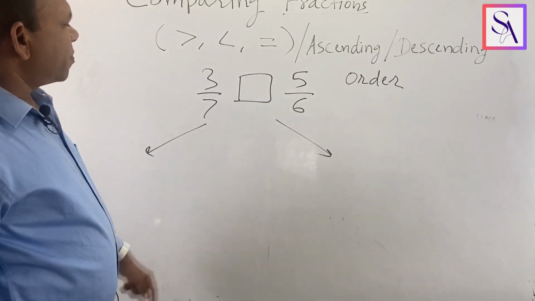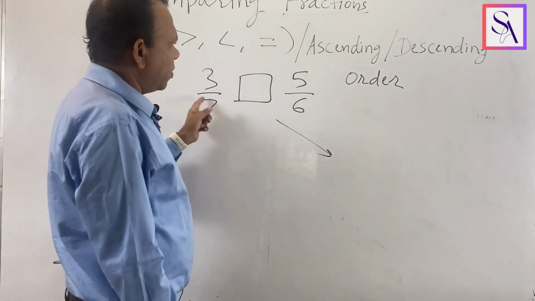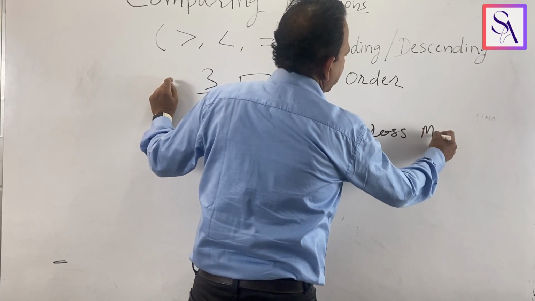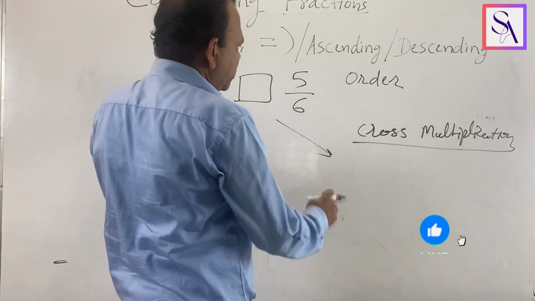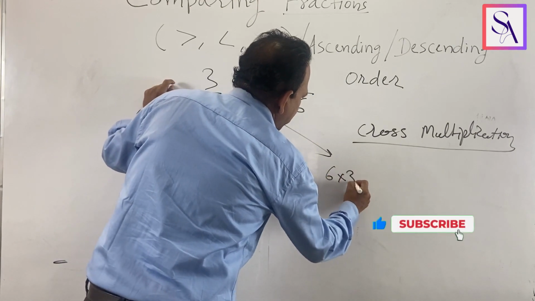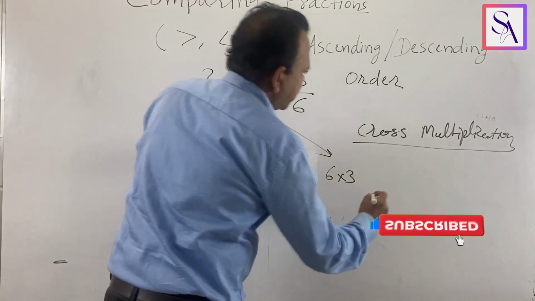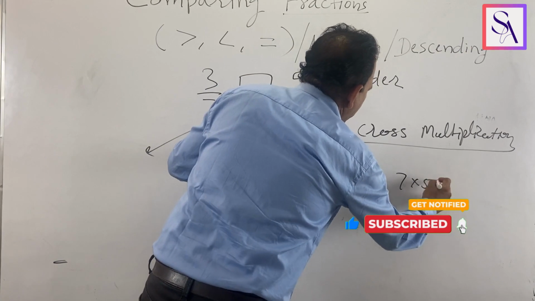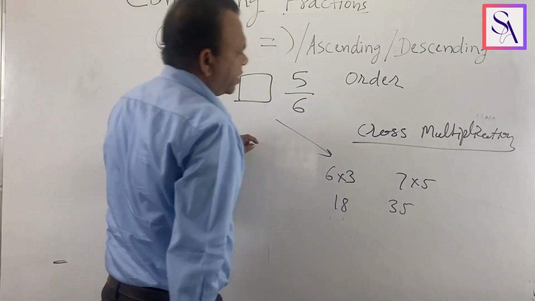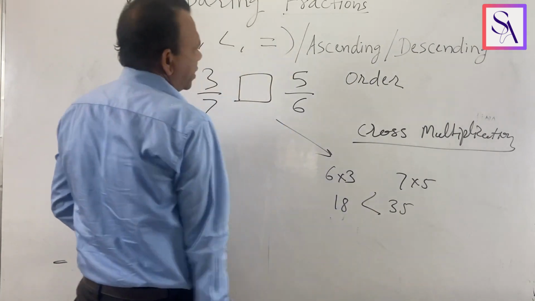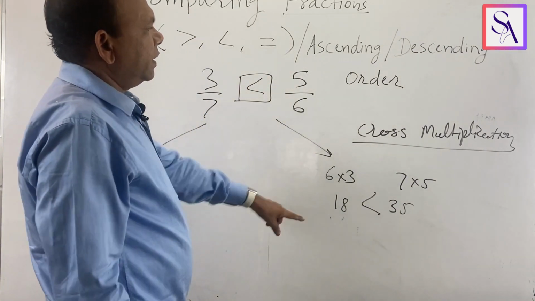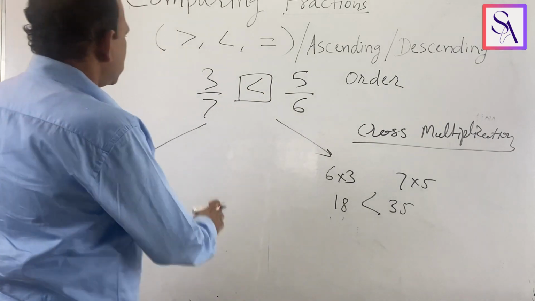One is the simple method, which is cross multiplication. We will do it by that. So, what do I have to do? I have to start from the right side, 6 into 3, and then 7 into 5. 18, 35. Which one is greater? 35 is greater. So, 5 by 6 is greater. This is cross multiplication.